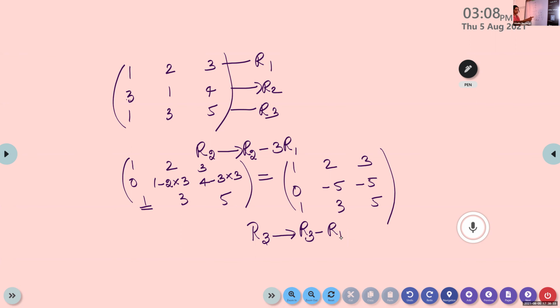When we subtract it, 1 minus 1, it will become 0. R3 gets R3 minus R1. So here, first row, no change. Second row, no change. 1 minus 1, 0. 3 minus 2, 1. 5 minus 3 will get 2. Is it okay? Is it clear?